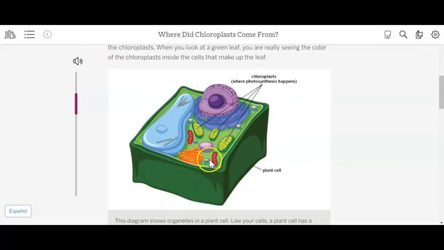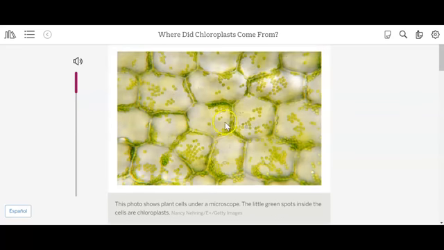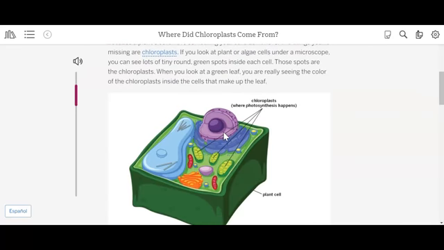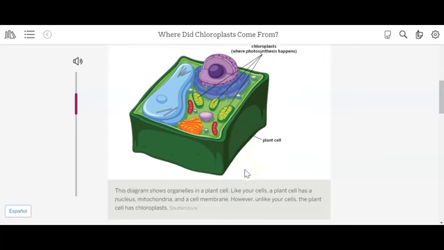So here, this is a diagram of a plant cell. Looking back up at that original picture, that would be like if we took this one little plant cell and looked at what was inside of it. You would see that these are kind of oval shaped. These are the chloroplasts, and this is where photosynthesis actually occurs. This whole thing is the plant cell.